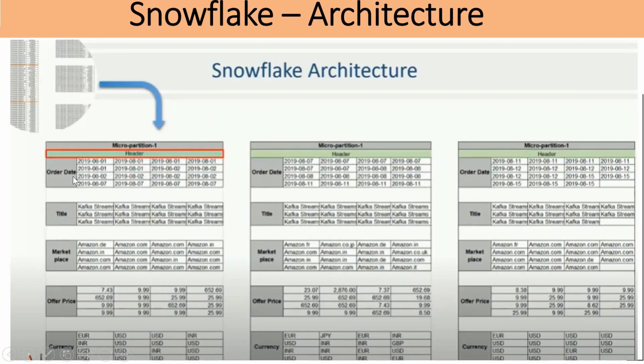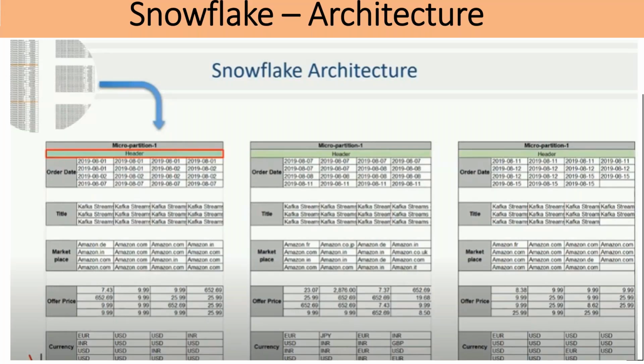If you look at that, you have order date, title, marketplace, offer price, and currency. The picture might not be very clear. So in this one chunk of data, you have order date as one column. All the data in one particular column of that chunk they moved into one particular data set, called order date. So the column values are all horizontally placed. The column data that is part of one micro partition chunk is horizontally placed. The same with all the columns in that particular micro partition.